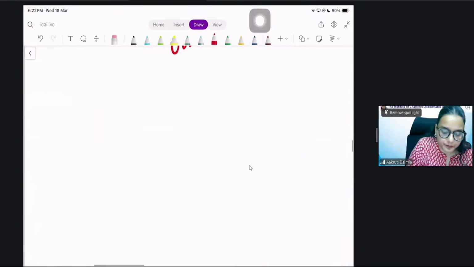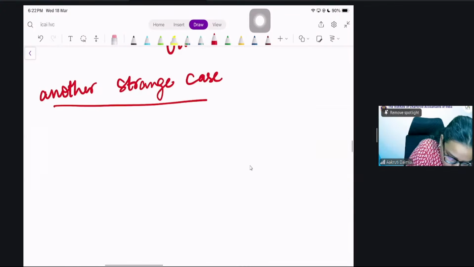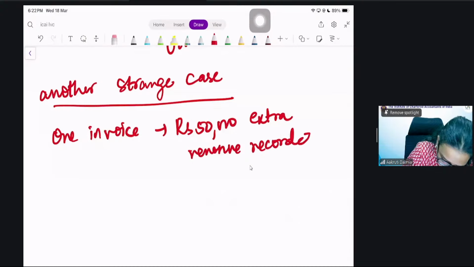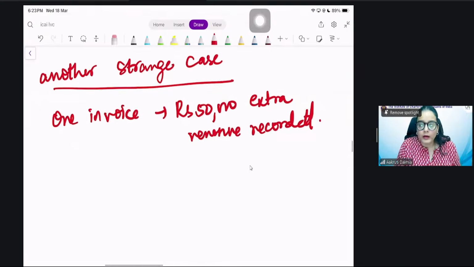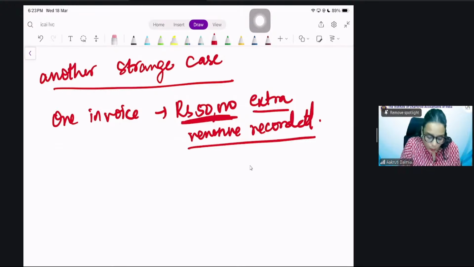So let's say you find another strange case. There is one invoice that shows rupees 50,000 extra revenue recorded. Now you have to see that you found one invoice. So you were doing sampling and in one invoice you found 50,000 rupees extra revenue recorded. And then you investigate further.